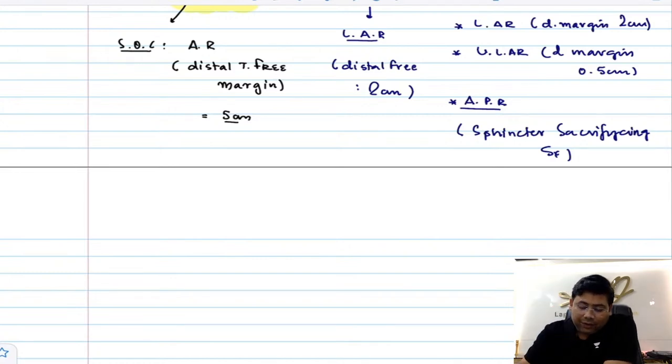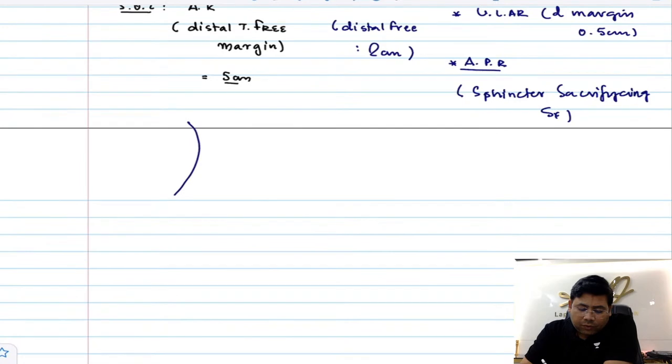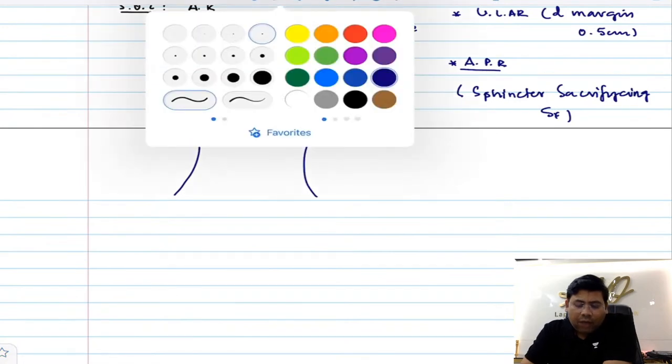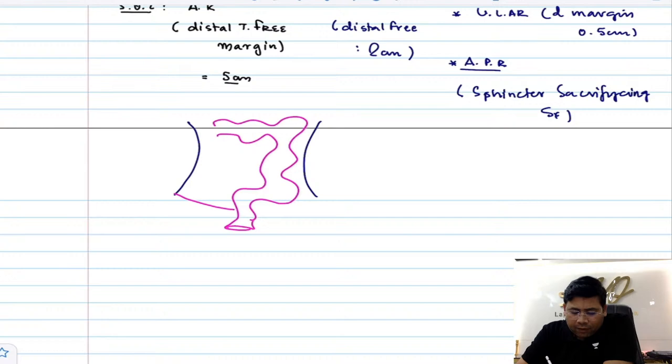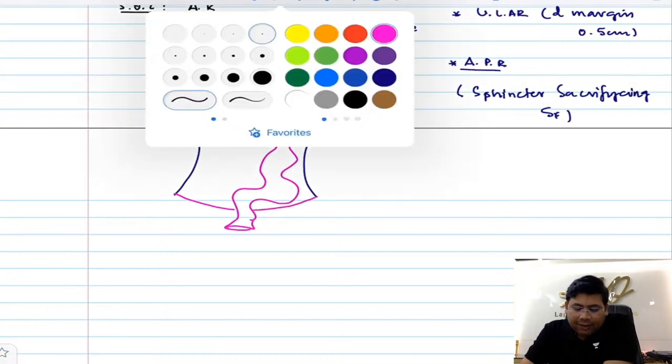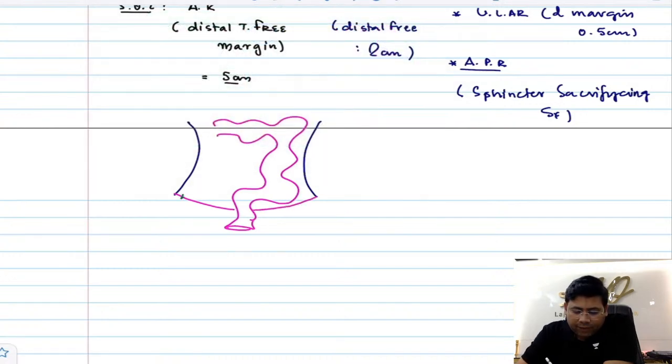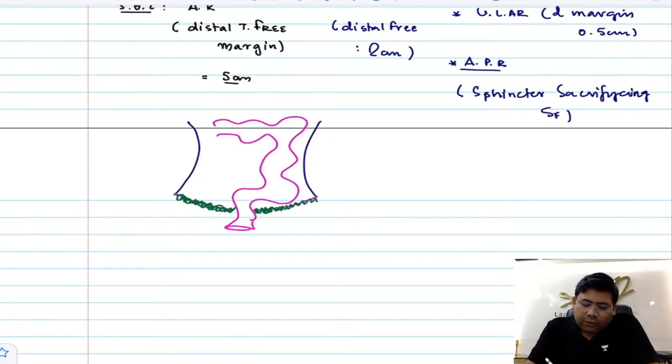So when we talk about sphincter sacrificing surgery, you all have to understand the context. So bacho, try to understand how the surgery is done. This is how the things are. You must understand that there is something known as pelvic diaphragm. This is the pelvic diaphragm. And what is pelvic diaphragm? Made up of levator ani. So now how do you start your surgery?